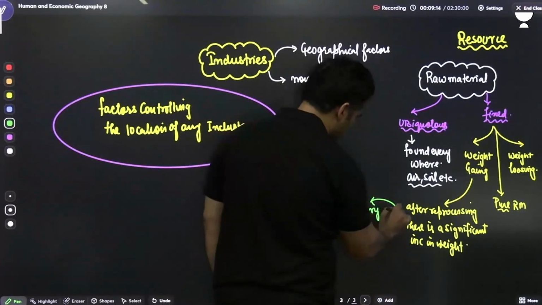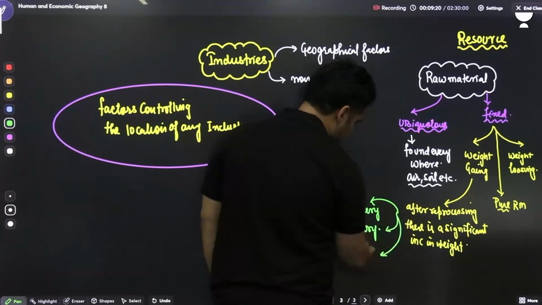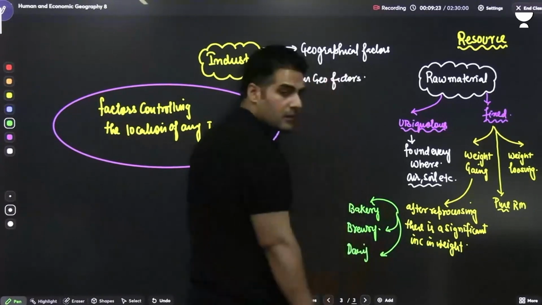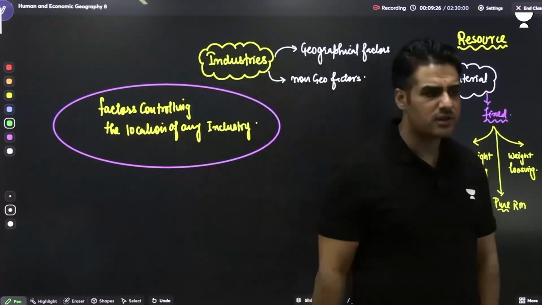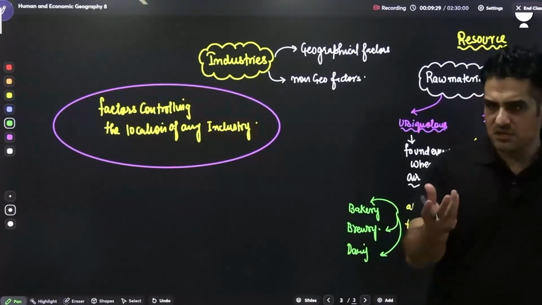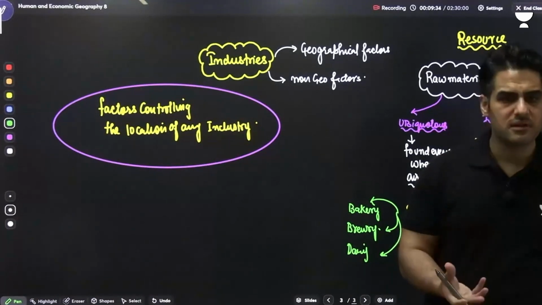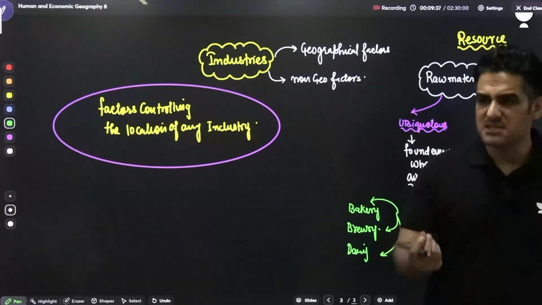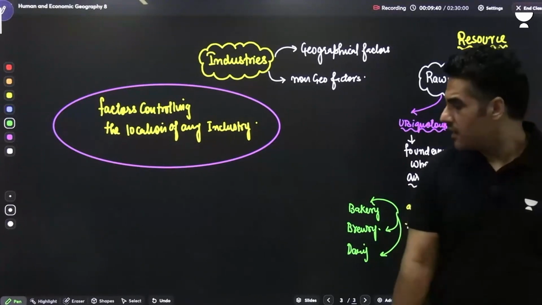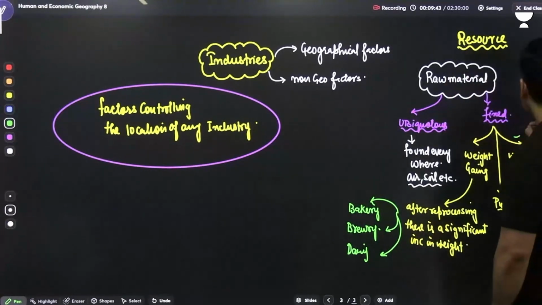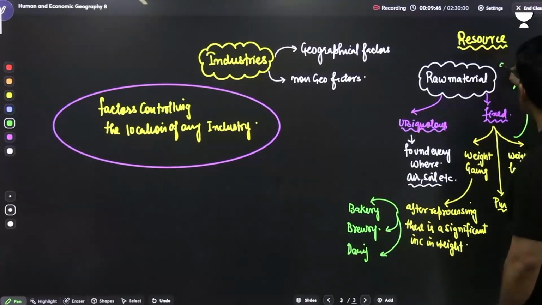So we have here bakery, brewery or dairy industry. Take an example of dairy products, cheese. Initially when you take milk, what is it? Lighter. When you reprocess it into cheese, what happened to it? It becomes heavier. Same goes with the cookies, biscuits, cakes. Hope it is clear. Now when I'm talking about weight losing industry, it means after reprocessing there is a significant reduction in weight or decrease in weight.